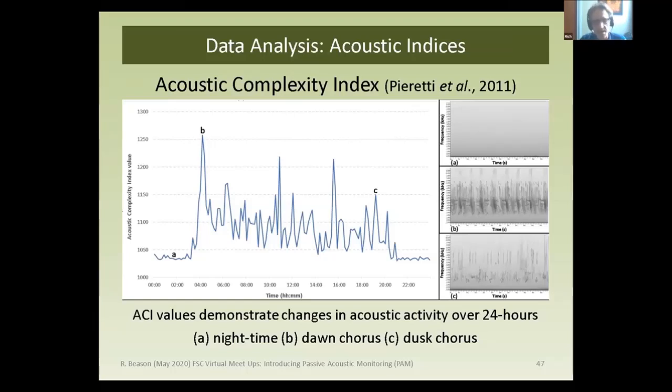And then at B, which is dawn chorus, you get this huge spike of activity, and so you get a very large ACI value. And C is dusk chorus pretty much, and that's somewhere in the middle, so you get an intermediate value. And the idea, as you can see represented, is that the acoustic complexity is representing the amount of acoustic activity that's going on in the soundscape. So that's acoustic complexity.